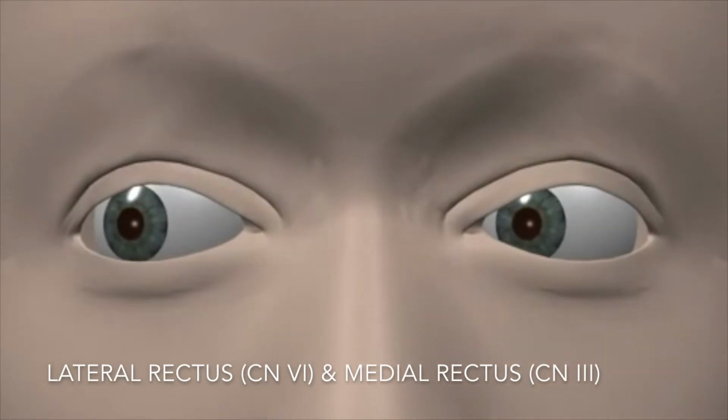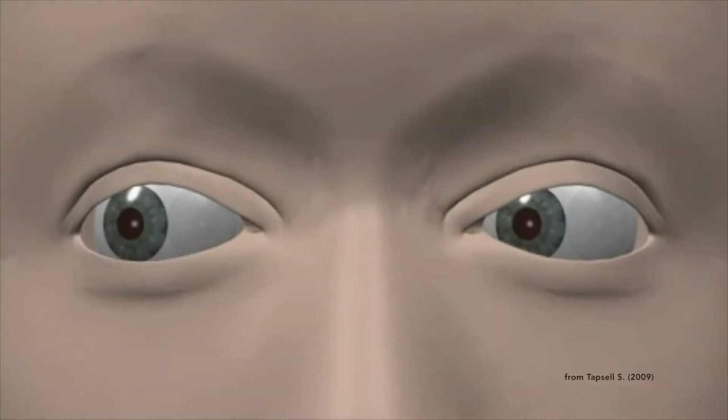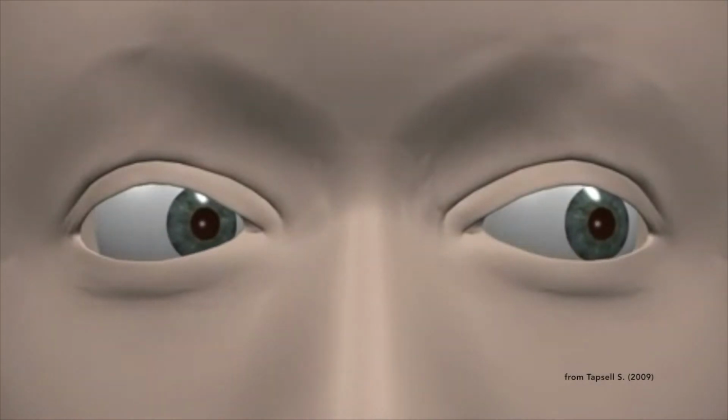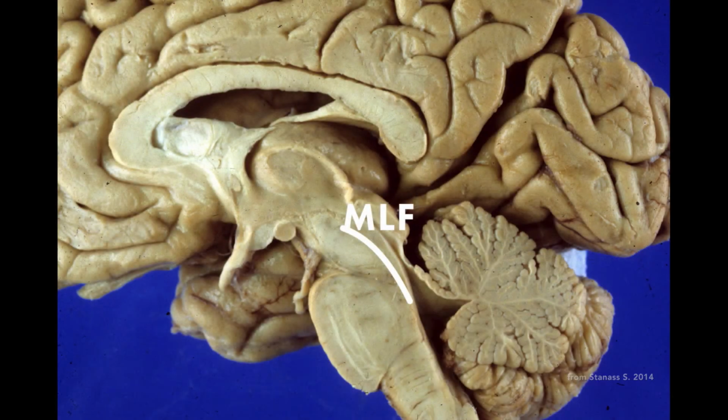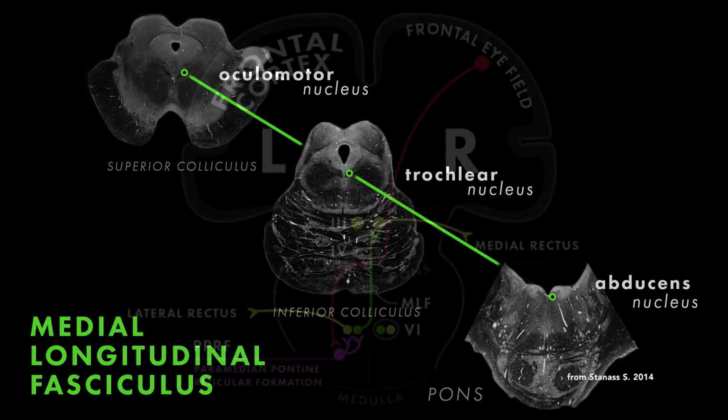In horizontal gaze, the eyes must move together left or right, using the agonist-antagonist pair of the lateral rectus and medial rectus. For example, on moving gaze to the left, the left eye must abduct with the contralateral eye simultaneously adducting. The connection between these is a white matter tract within the brainstem called the medial longitudinal fasciculus, or MLF. It connects the abducens nucleus for abduction to the contralateral oculomotor nucleus for adduction in horizontal gaze.